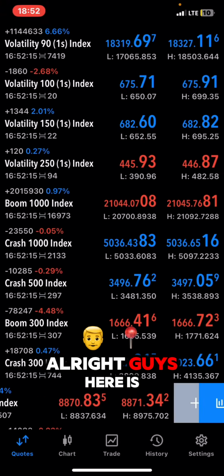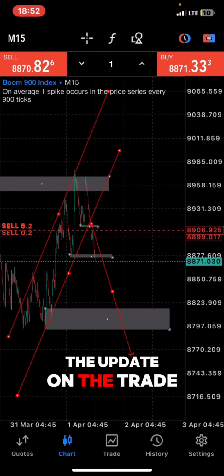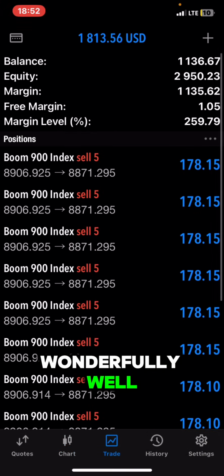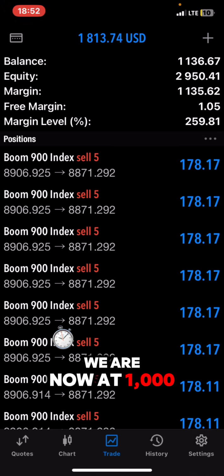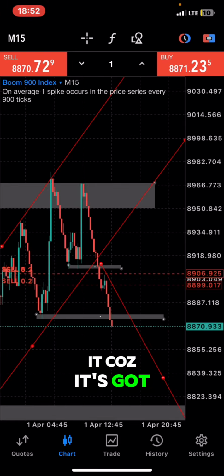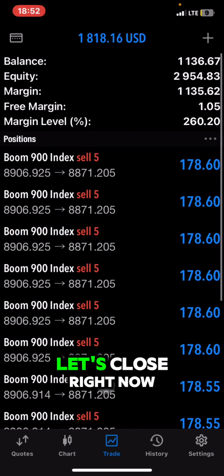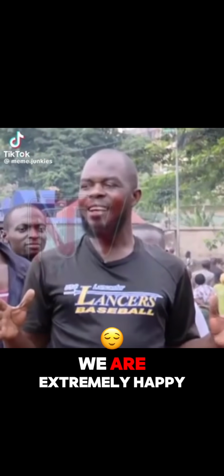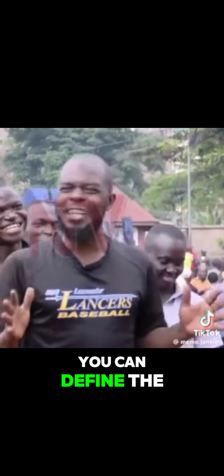All right, guys, here is the update on the trade. The trade is moving wonderfully well. We are now at 1,800 profit. We're actually going to close it because it got to our take profit 1. Let's close right now. We are extremely happy. We are extremely happy. I don't know whether you can define the word extremely.